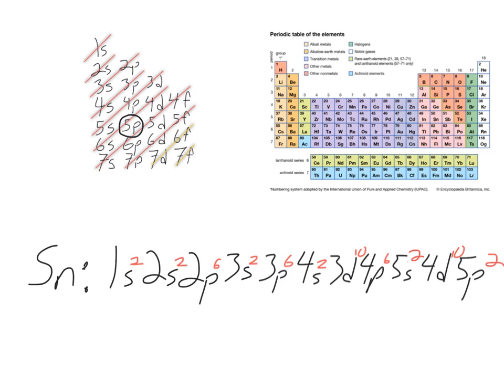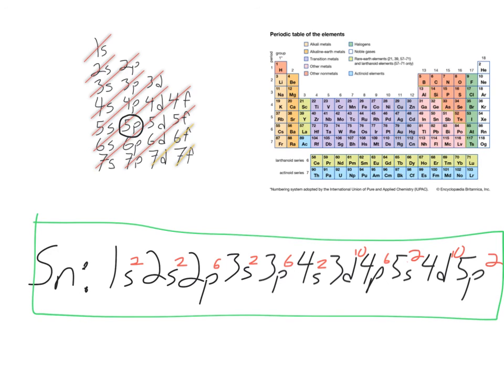All right. So this actually is the electron configuration of tin. All of this together. It tells us exactly what electrons it has in what sublevels and what orbitals, because we can see that it's completely filled. And that is how we do the electron configuration notation.